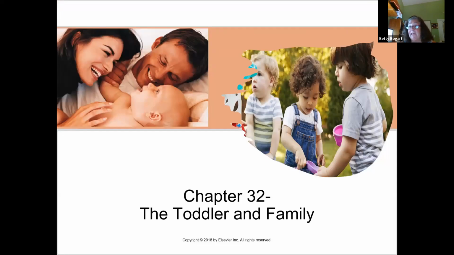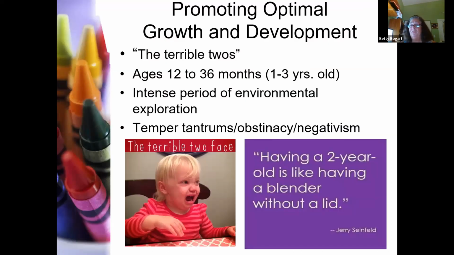So the toddler, my dive bomb kids, I love toddlers. Terrible twos, ages 1 to 3, 12 months to 36 months. This is when they're getting into everything. This is that intense period of environmental exploration. I love what Jerry Seinfeld says: having a 2-year-old is like having a blender without a lid, because you turn them on and they're everywhere. You close your eyes for a second and they're from this room to that room into something they shouldn't be into. They want something, temper tantrum, throwing themselves on the floor, but it's also me, I, no. That's what toddlers are.